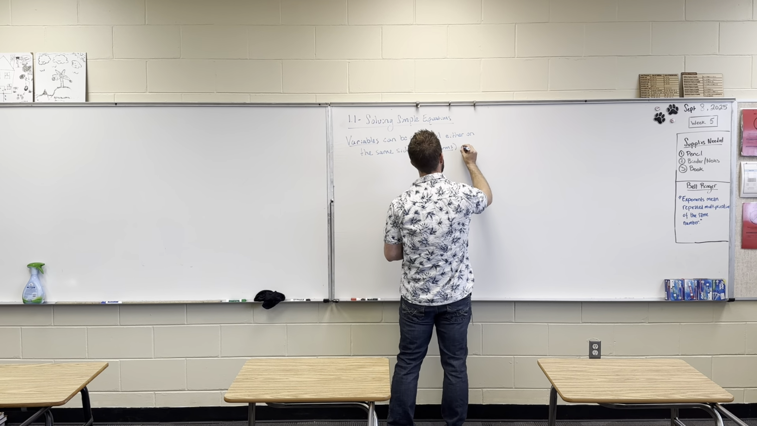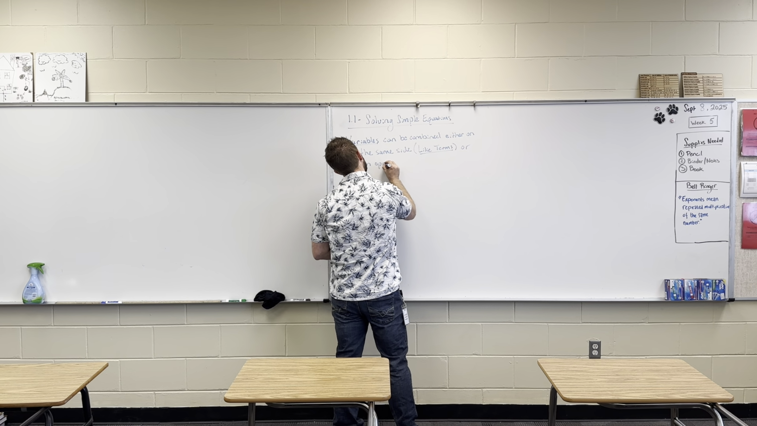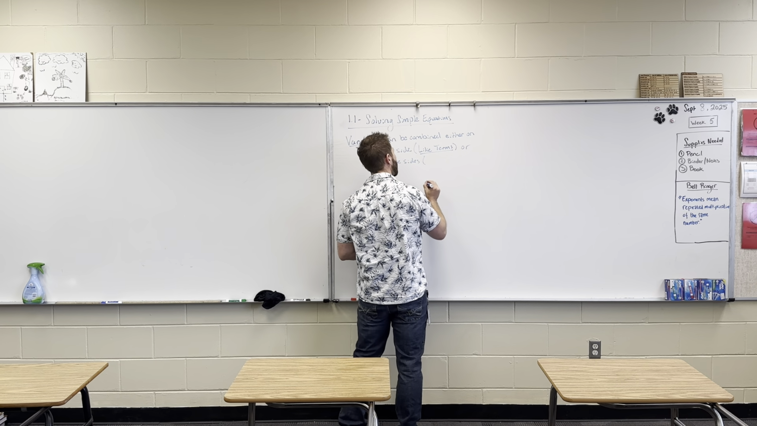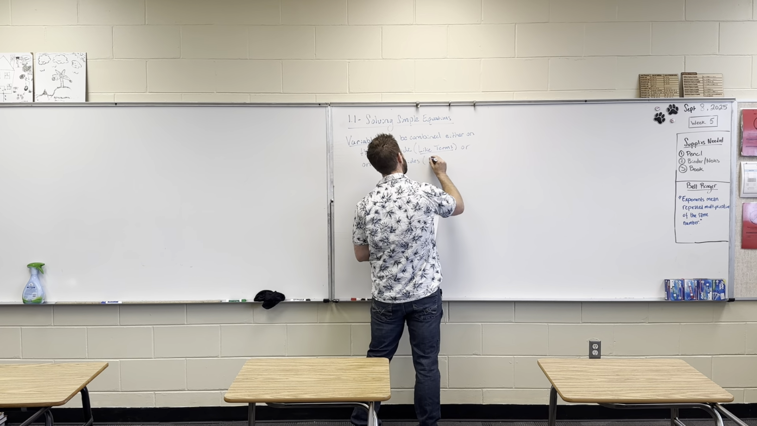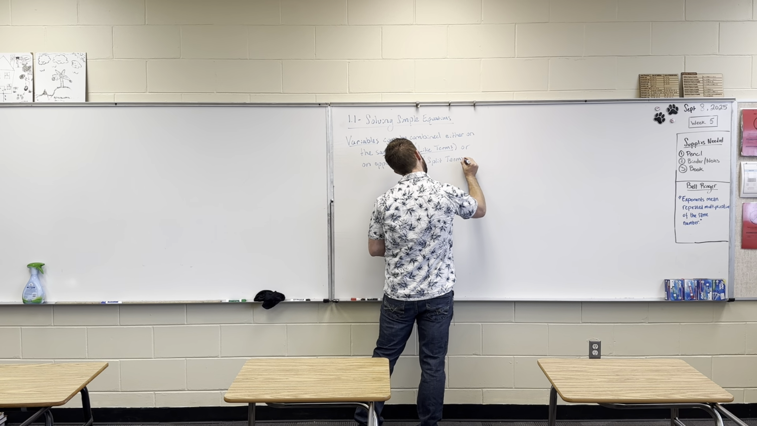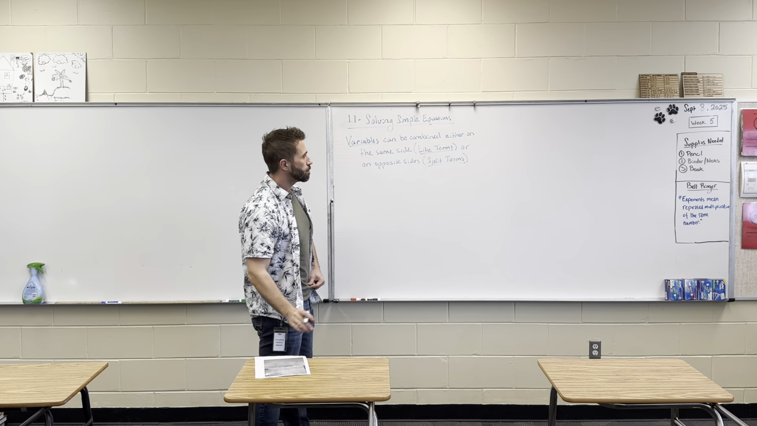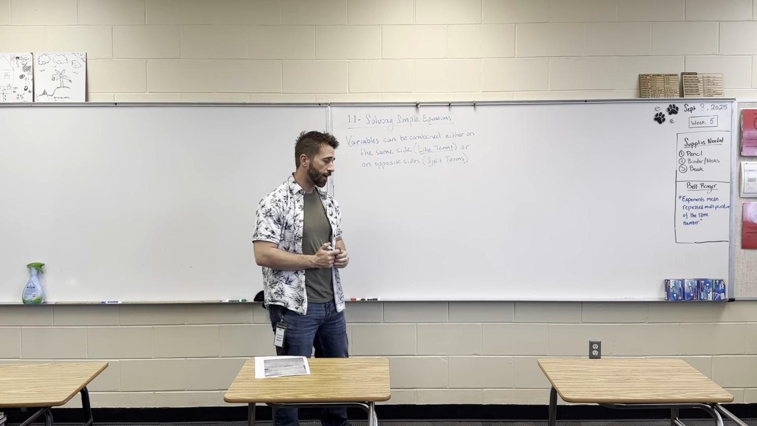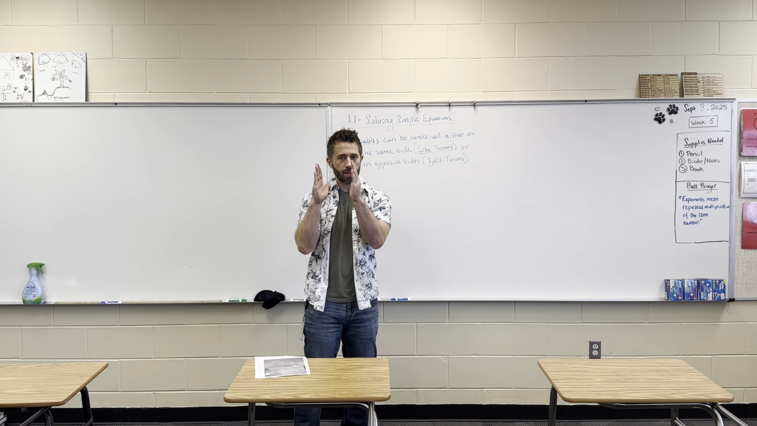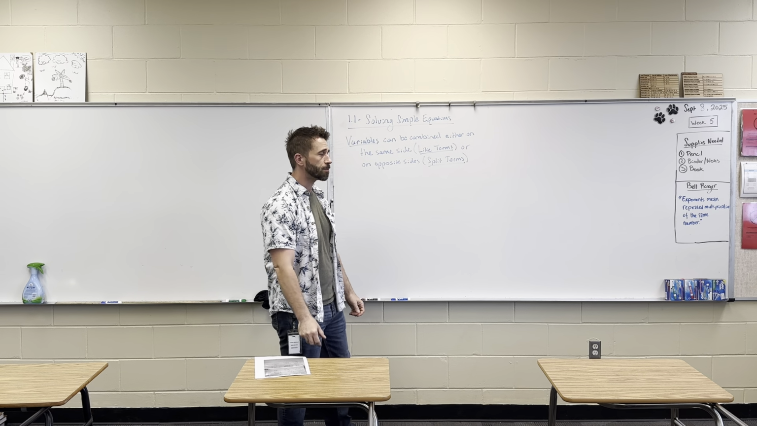Or on opposite sides. We're going to call these split terms. Okay, so we've got two different types. We have like terms or split terms. Now, split terms are a type of like terms. They're just a subset. The terms are not on one side of the equation, they're on both sides of the equation, so we call them split.